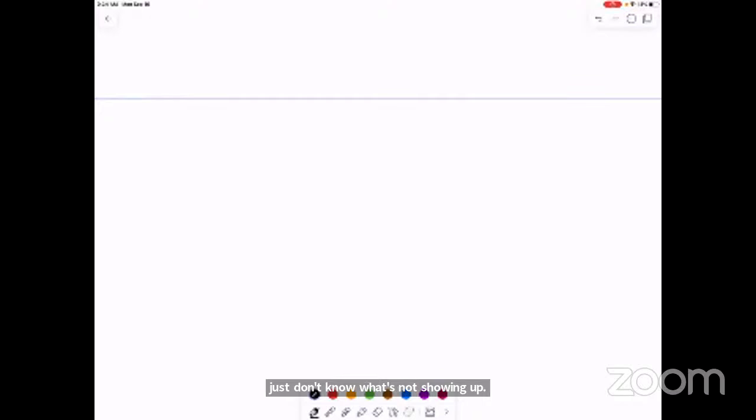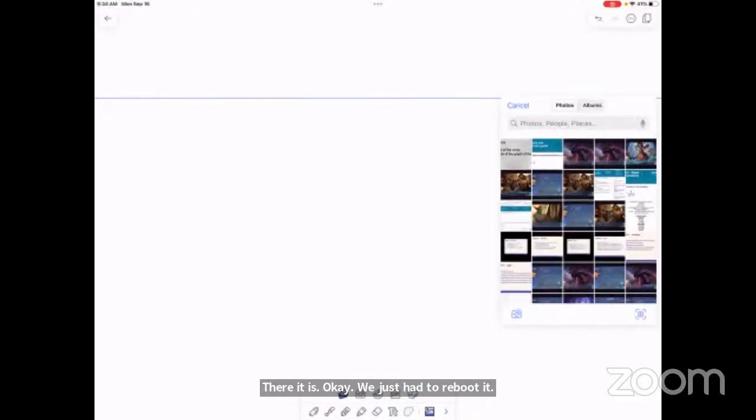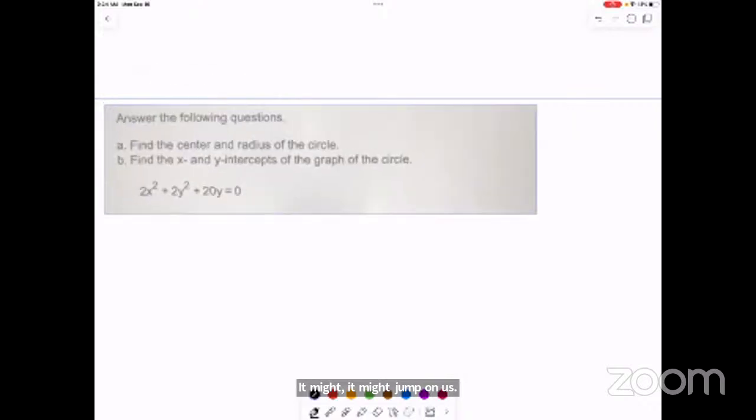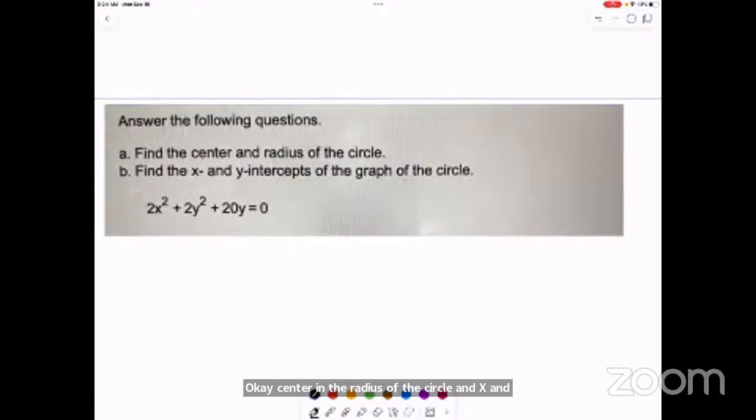Okay. Anywho, we got it now. It might jump on us. Okay, center and the radius of the circle and x and y intercepts. Okay, so we kind of just did one like this. Let's see, find the center and the radius of the circle. Oh, this one is a little bit different.